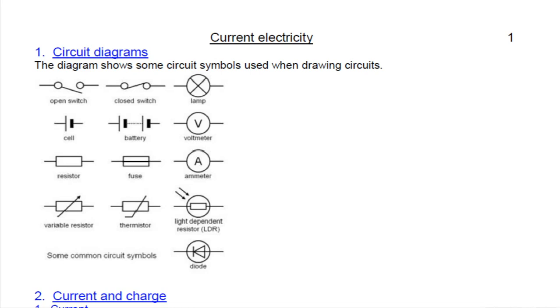Now, circuit diagrams, you know these because you cover this at IGCSE level, so it should be easy for you. Open switch, close switch, lamp, cell, battery, voltmeter, resistor, fuse, ammeter, light dependent resistor, arrows are coming in, thermistor, just a line which becomes horizontal, variable resistor is an arrow, so don't confuse these two. And then we've got a diode. Remember, forward bias is from right to left in this case.